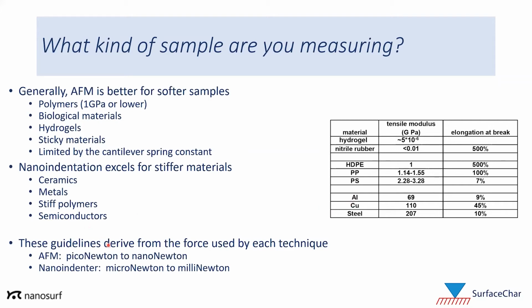And in general, these guidelines are also deriving from the forces used by each technique. And I really want to hammer home that they are operating in different force regimes, right? The AFM is very low force of piconewton to nanonewton, and the nanoindenter is higher force in the micronewton to millinewton regime.